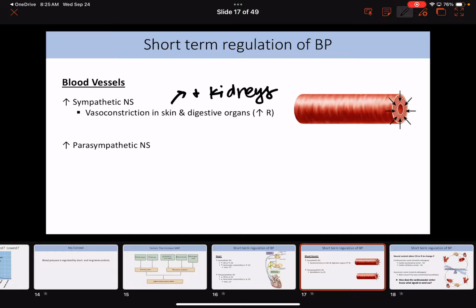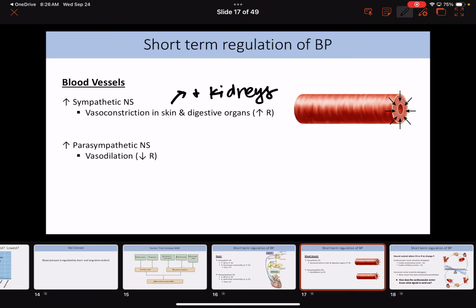So again, during sympathetic activation, we are constricting at these organs that do not need blood flow during that time. We're going to bypass those organs, and we do that through vasoconstriction. So we make the diameter smaller, especially at those arterioles where the capillary beds are, so that we can bypass blood flow to those areas.